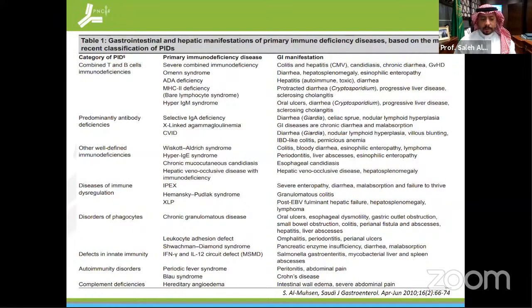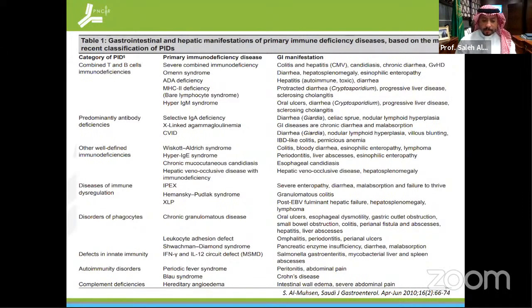Patients with disease of phagocytes, the very typical example being chronic granulomatous disease, have a quite significant profile of GI manifestations: oral ulcers, esophageal dysmotility, gastric obstruction, and also small bowel obstruction, colitis, perianal fistula, hepatitis, and liver abscesses. Other diseases like leukocyte adhesion defect can present with infection, mainly appendicitis and periodontitis. Shwachman-Diamond syndrome, as you know, can cause pancreatic enzyme insufficiency with malabsorption. Specific types of immune deficiency with interferon gamma and IL-12 defects can present with salmonella gastroenteritis and malabsorption.